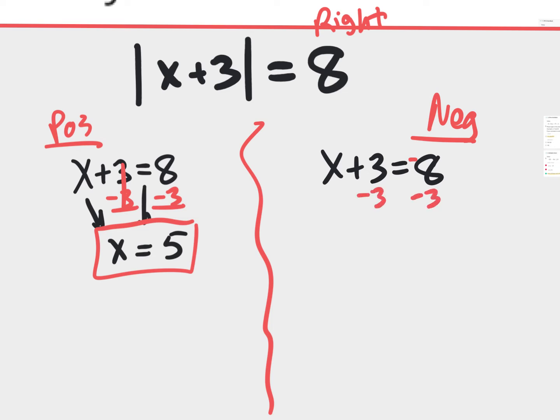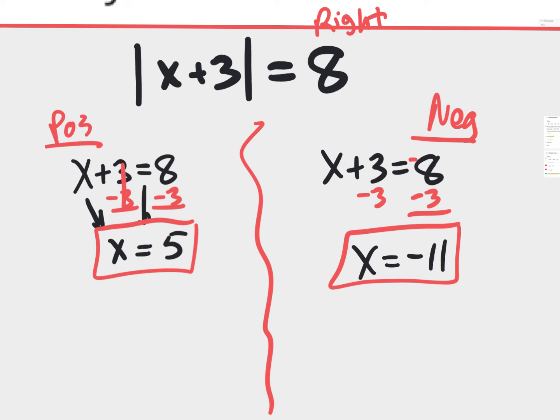Subtract 3, subtract 3. Now think about this, guys. We have a negative 8, take away 3. That's actually a negative 11, right? If you owe $8 and you owe $3, you're going to owe a total of $11. So you have x equals negative 11, owing a total of $11. Now those are your two potential answers.